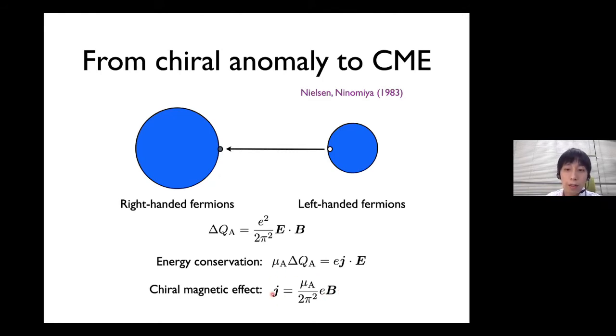From this argument, we understand why the chiral magnetic effect and the chiral anomaly are related to each other, and also why this transport coefficient 1 over 2 pi squared is equal to the coefficient of the chiral anomaly. Also, this is hand waving.